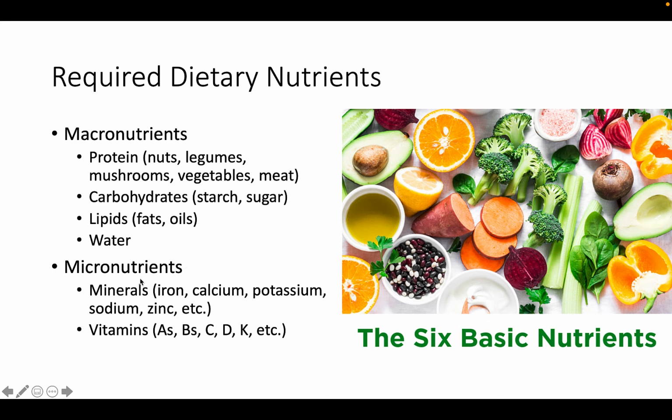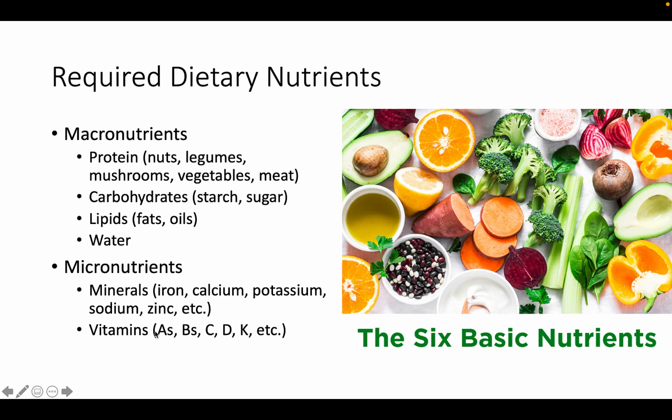When it comes to micronutrients, these are things that are involved in different transport mechanisms in cells, such as calcium, potassium, and sodium. Iron is involved in hemoglobin transport of oxygen and carbon dioxide. And so all these different minerals you can acquire from your food, as well as zinc and other ones.